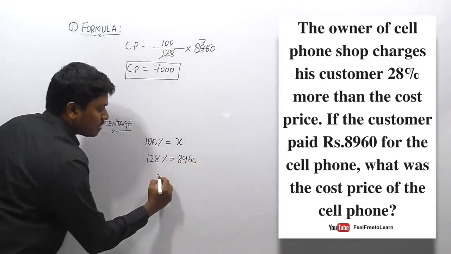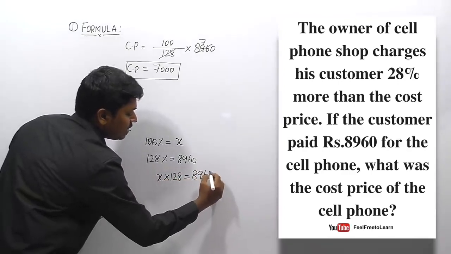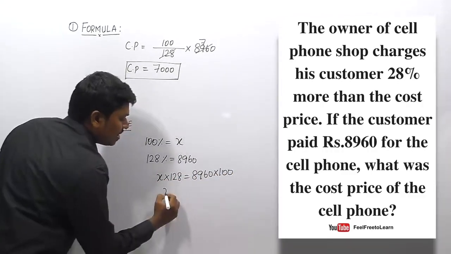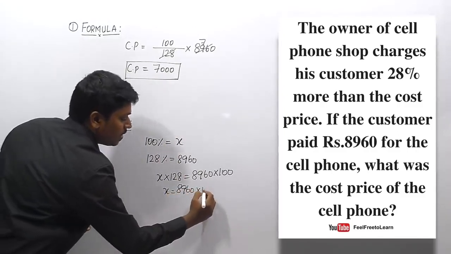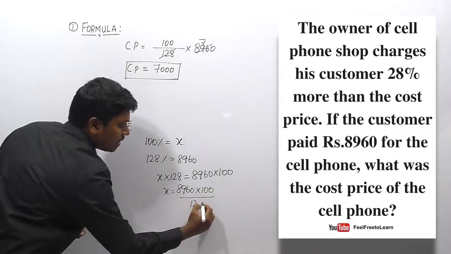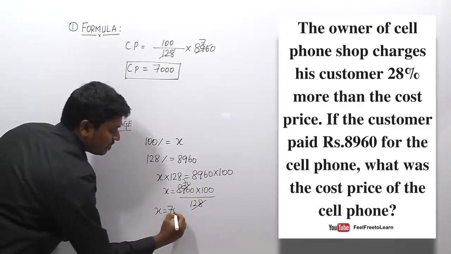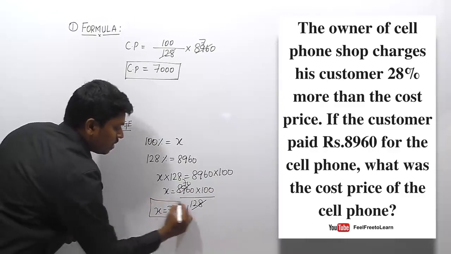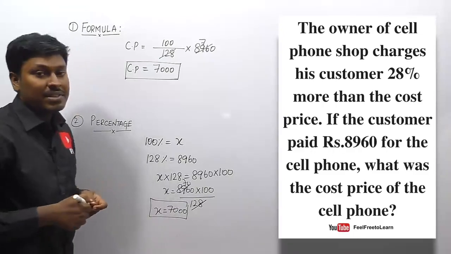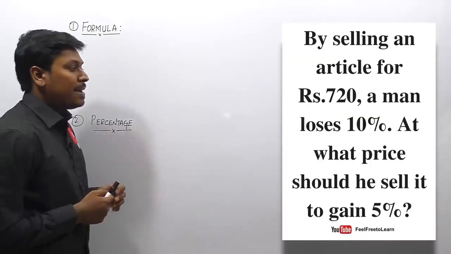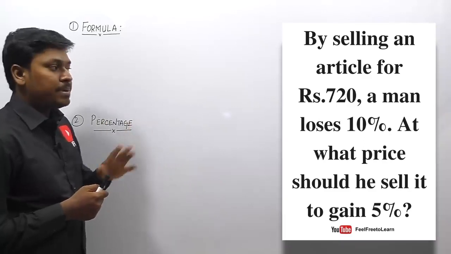Now we need to cross-multiply this. So x into 128 is equal to 8960 into 100. Similar to the previous pattern, friends, this can be written as 8960 into 100 divided by 128. So when we cancel this, 70 into 100 will be 7000. So finally, in both cases, we got the answer, that the cost price of the mobile phone will be 7000.